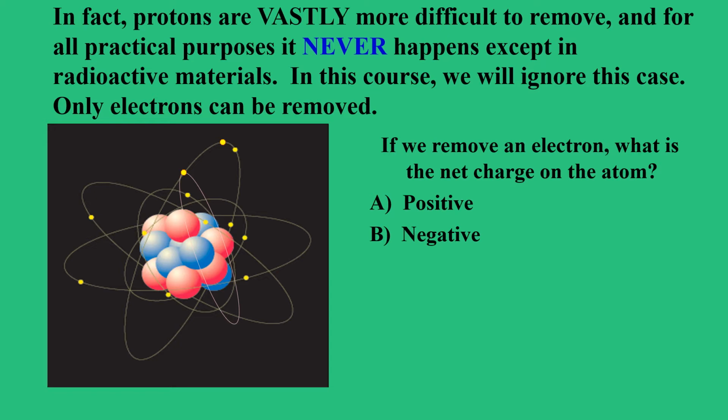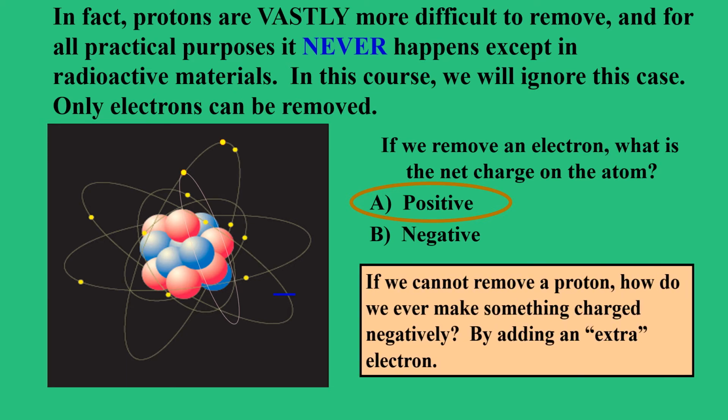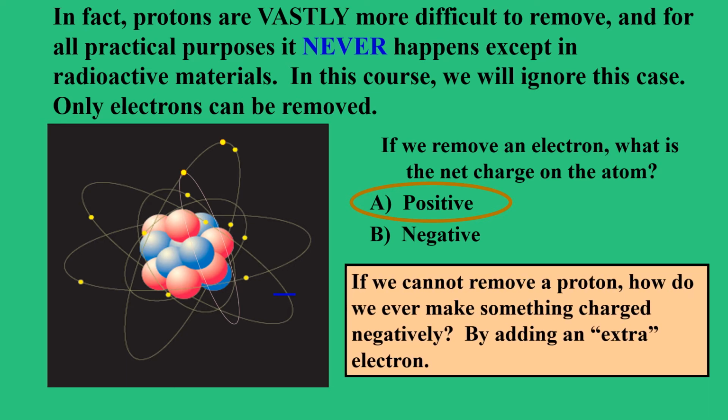If we remove an electron, what is the net charge on the atom? A. Positive or B. Negative? The answer is positive. If we cannot remove a proton, how do we ever make something charged negatively? The answer is by adding an extra electron.